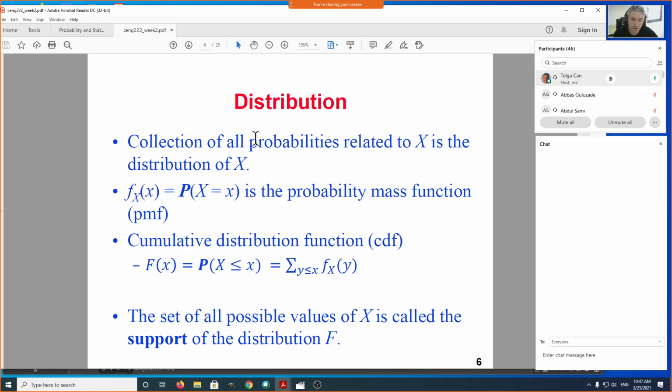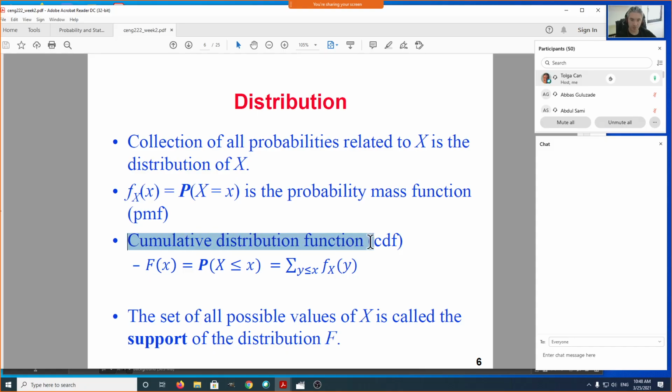Distribution. The term distribution refers to the collection of all information, all probabilities related to a random variable. It is called the distribution of X. So if you're given the distribution of a random variable, it means that you have either a probability mass function or a cumulative distribution function. From the cumulative distribution function, you can also infer the probability mass function, or in the case of continuous variables, the probability density function, which is called the PDF.